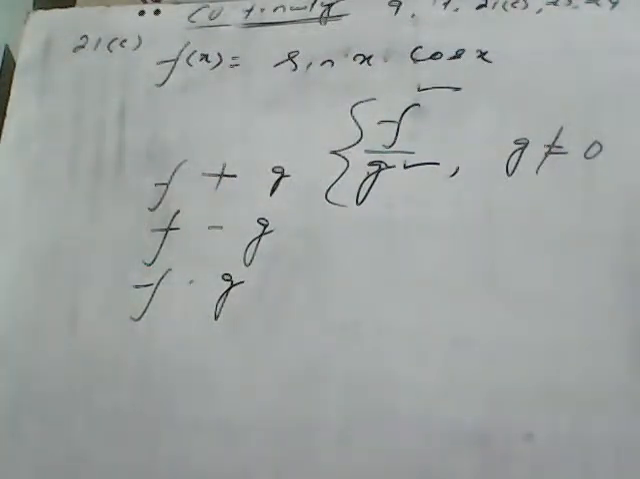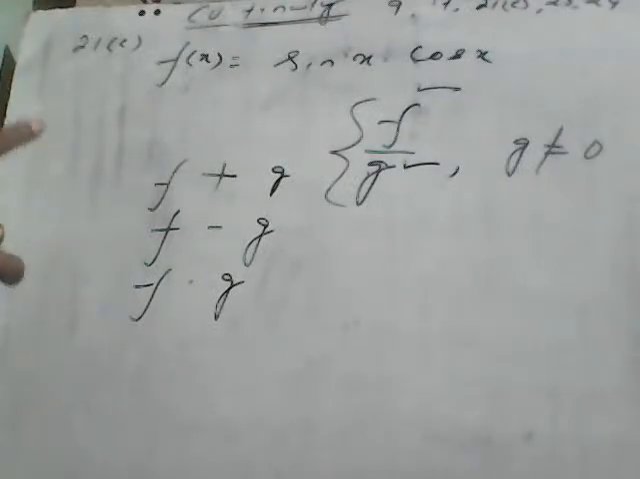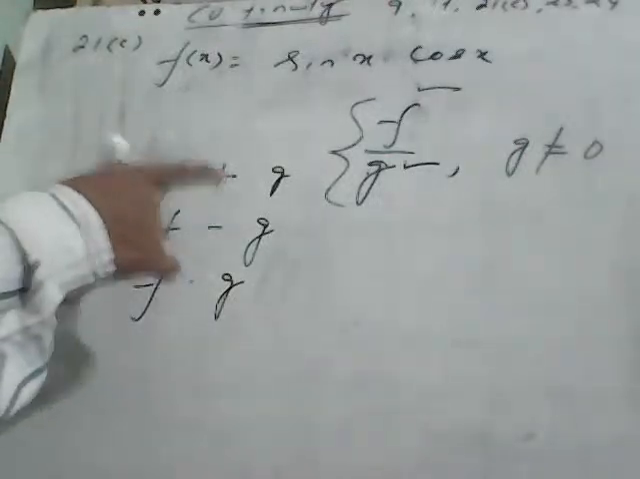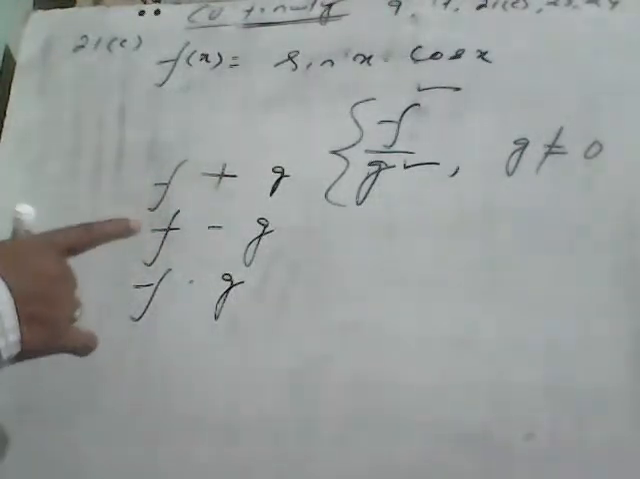This is your algebra of limits. You know this in your standard 11. Now it is applicable for continuity also. In 12th class, if they are continuous functions, then f plus g is continuous, f minus g continuous, f into g continuous, and f by g, if defined, is also continuous, depending on when g is not equal to 0. This is the restriction.